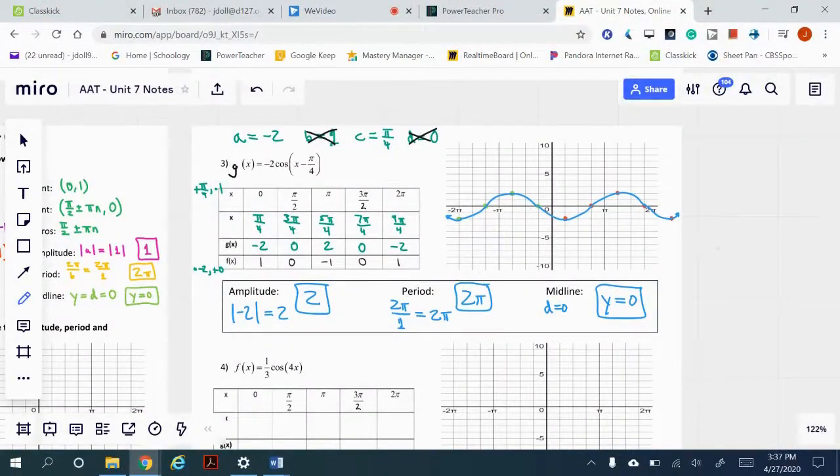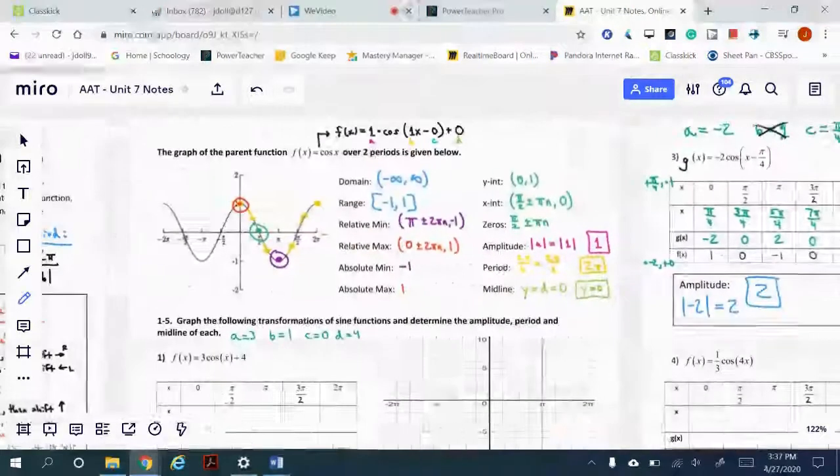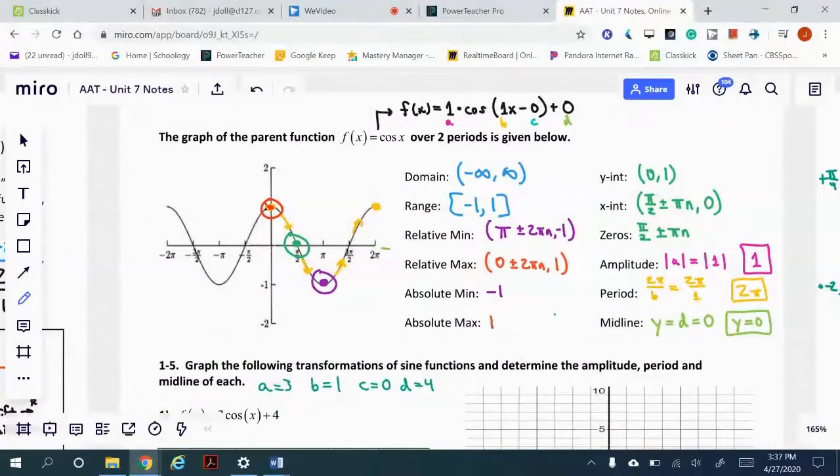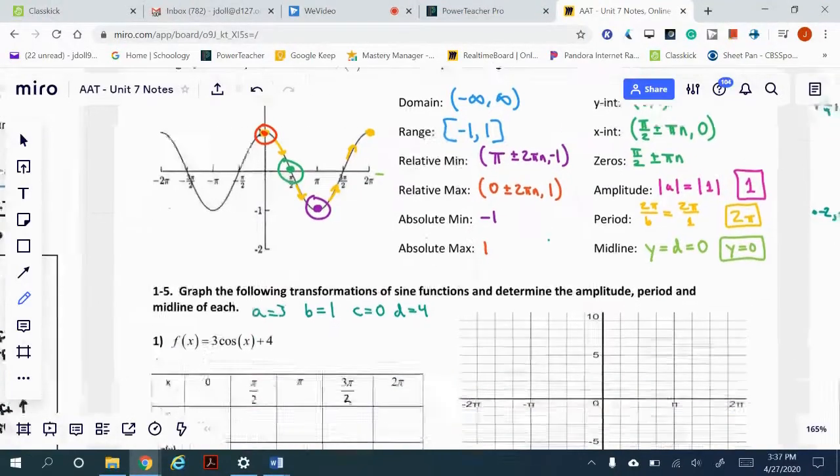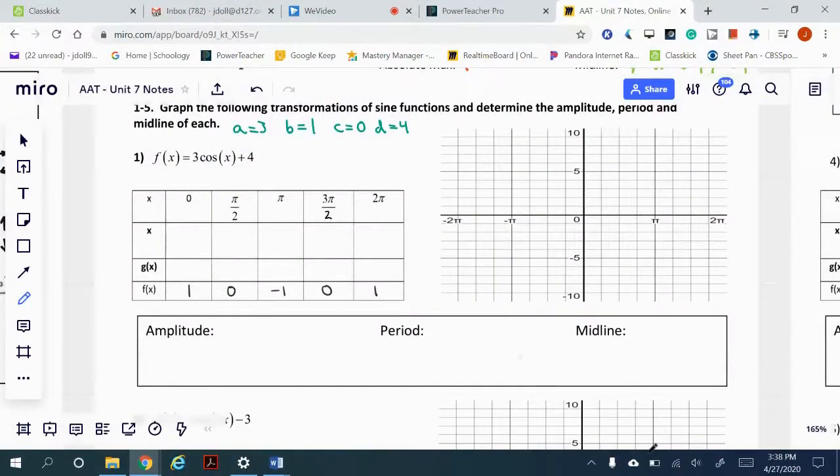Notice that really nothing is changing in terms of how we approach these problems. Really, the only thing that's changing is where we're starting the period in our parent function, which then we talked about changes the range values in the parent function that we're using when we transform the coordinates on the table.